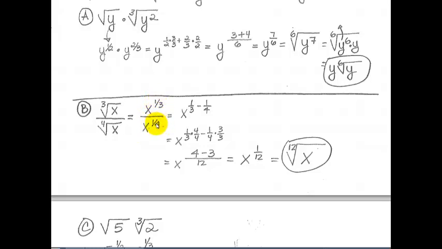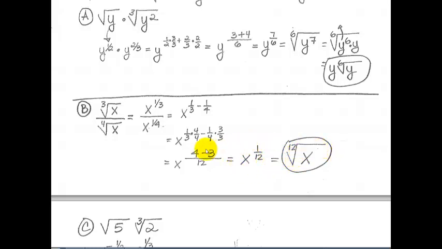What do I do with the exponents when I divide? I will subtract them. Find the common denominator, which is a 12, so 3 becomes a 12. I have to multiply top and bottom by 4. And 1/4, to change into a 12, I have to multiply top and bottom by 3. So 4 times 1 is 4, 1 times 3 is 3, common denominator is 12, 4 minus 3 is 1 over 12. This would be the 12th root of x.